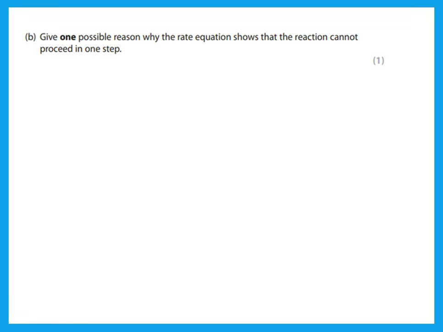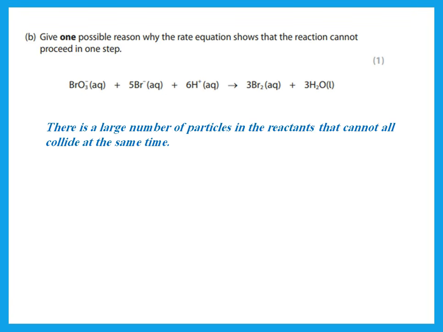Give one possible reason why the rate equation shows that the reaction cannot proceed in one step. Remember that the rate equation includes all of them. And this means I have a large number of particles in the reactants. They cannot all collide at the same time. They have to go in different steps.